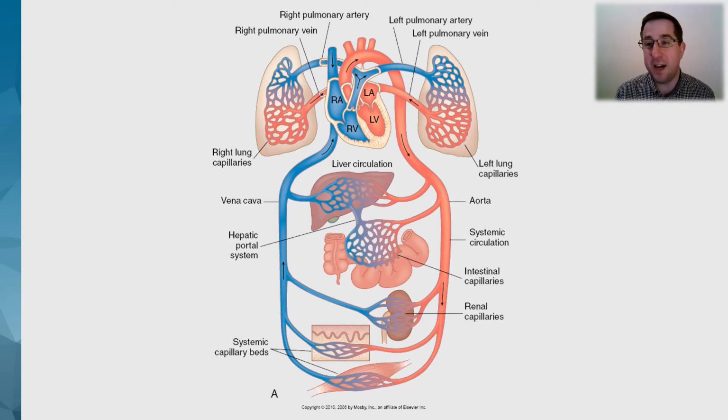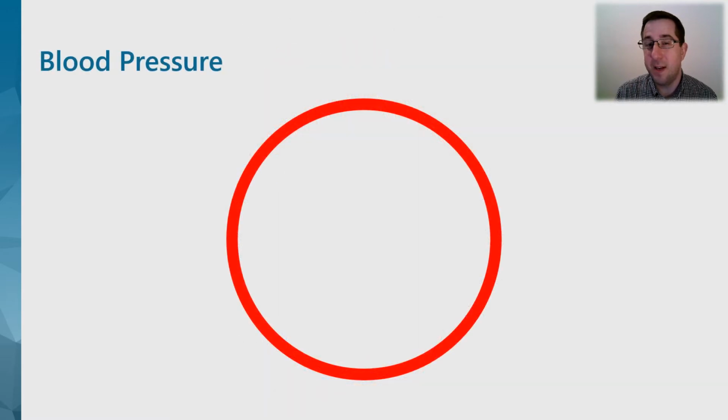So here is a diagrammatic picture from the Ross and Wilson textbook of the cardiovascular system, and it looks kind of like the analogy of the central heating system that we've used already. So, blood pressure. Blood pressure is about the pressure exerted on the walls of an artery. So here are the walls of an artery, and it's the pressure that's pushing against those walls that we want to measure.